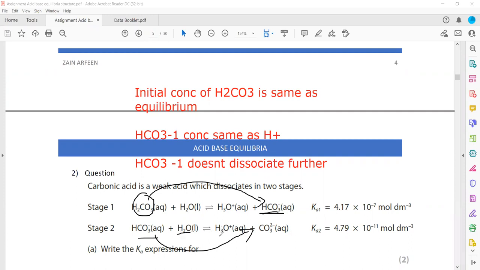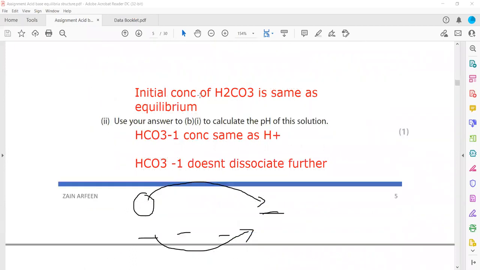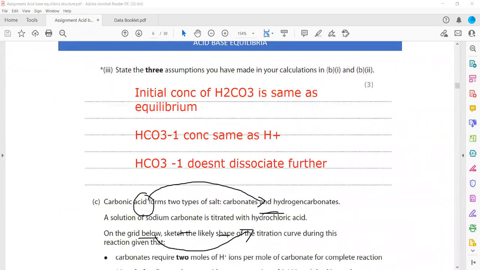That's why the water is protonated here. H2O becomes H3O+. So if this happens, like first H2CO3 dissociates into HCO3- and then HCO3- further dissociates, then the amount of hydrogen ion in the solution will change. And as the amount of hydrogen ion in the solution changes, the pH of the solution will also change. Is it clear? Yes, sir.